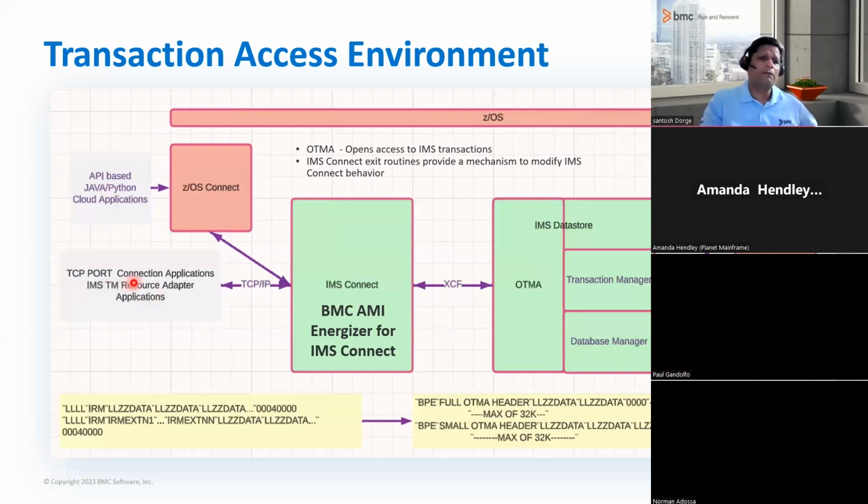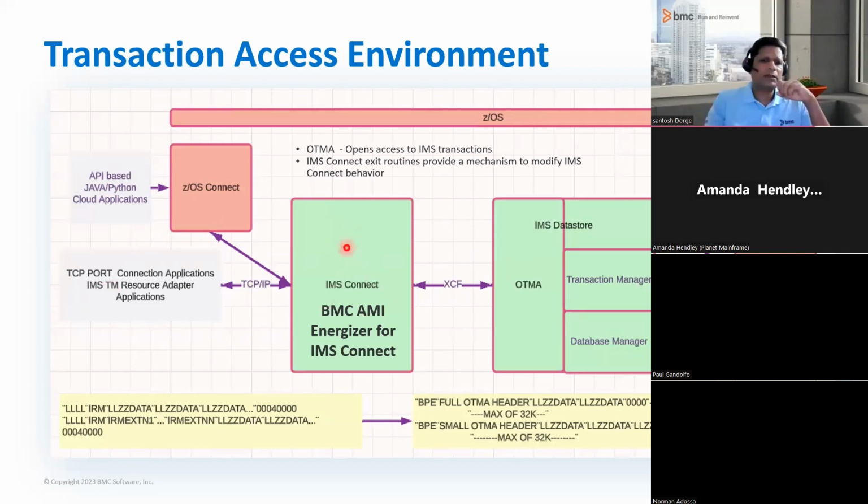Alternatively, one can create applications using the IMS TM resource adapter or port-level socket connections connecting to the IMS Connect port, and on the same path to the transaction manager, executing the transaction in IMS and returning a response to the client created outside the mainframe system.